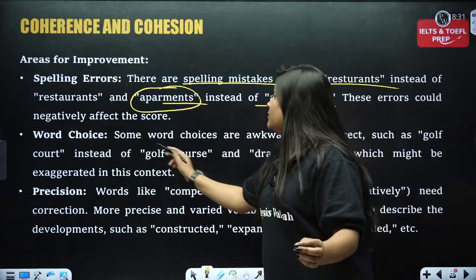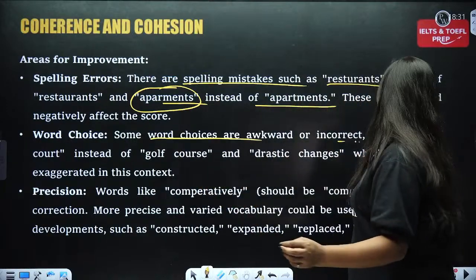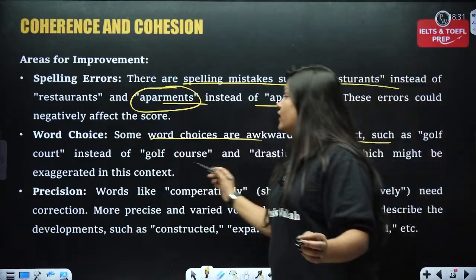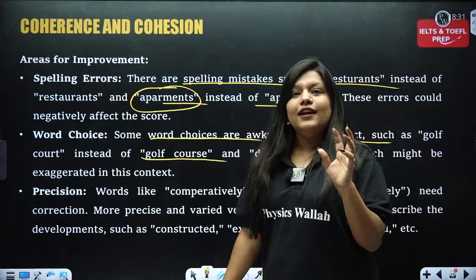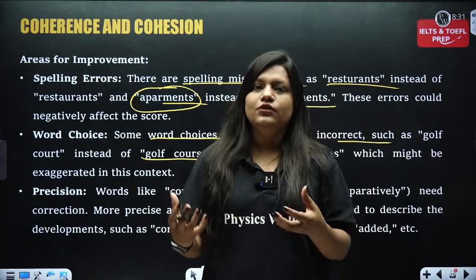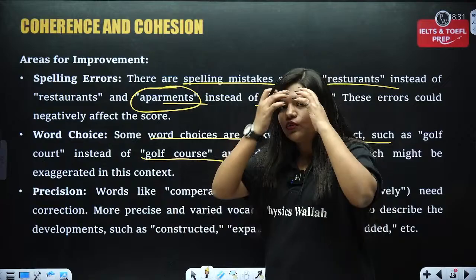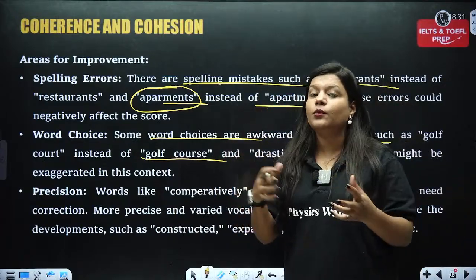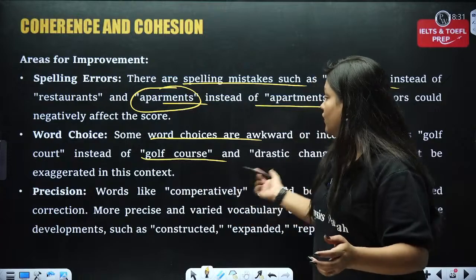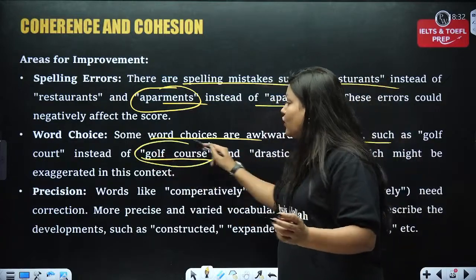At the same time, some word choices are awkward or incorrect, such as "golf court" instead of "golf course". There are certain words that are meant to be used the way they are made, so you cannot change them. It is like tennis court, it will not be tennis course. So it is always golf course and not golf court.